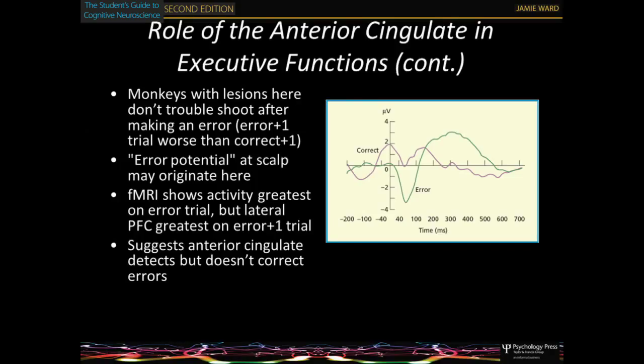So if you have damaged your anterior cingulate, you don't show the slowing down on what I call the error plus one trial. So the trial after the error is where most people tend to slow down, but they don't do that. And you can compare it on error plus one trial versus a correct plus one trial as a baseline. So this seems to be involved in either detecting the error or deciding that you need to change your performance on the task as a result of doing that.